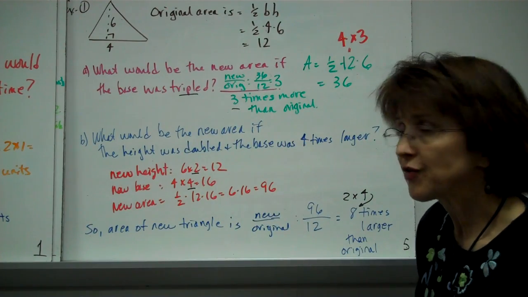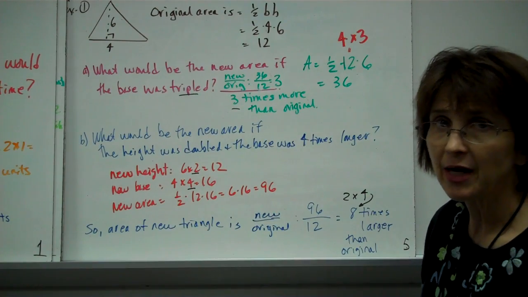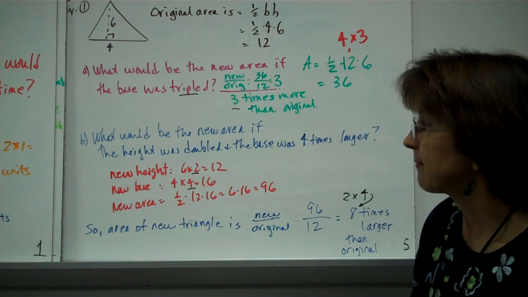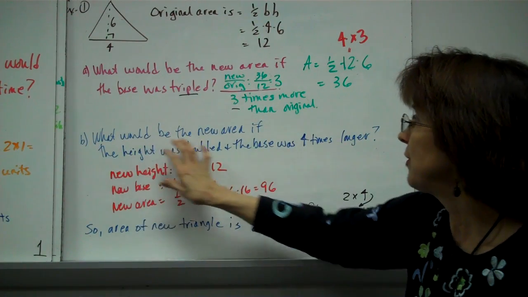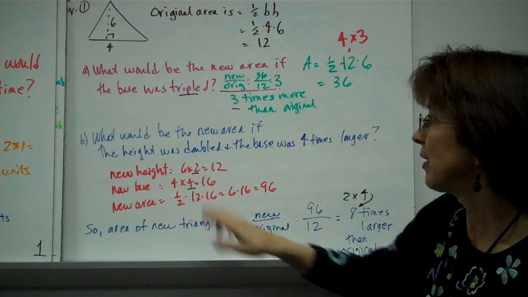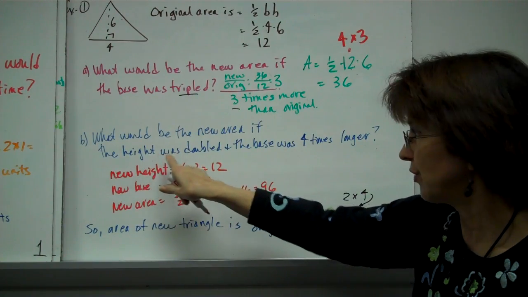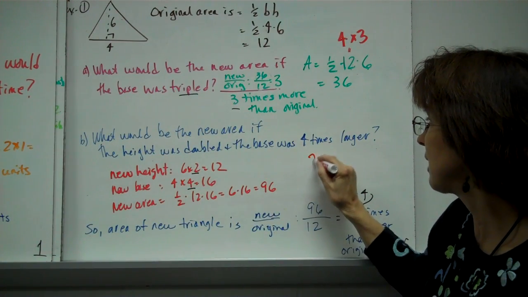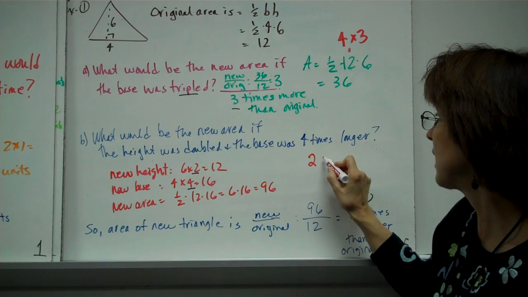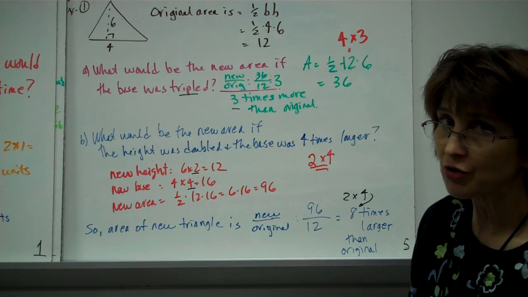One way to think about it, if you just simply put the new over the original and reduce it, that'll be how many times it'll increase. So for example, what would be the new area if the height was doubled and the base was 4 times longer? Let's do it this way. The height was doubled, that would be 2 times more. The base was 4 times more, that's 2 times 4. It should be 8 times larger, we're thinking.